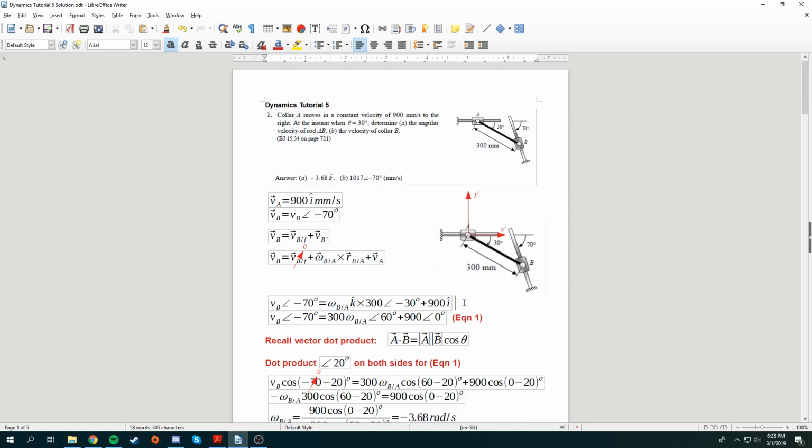So for this dynamic tutorial 5, we're embarking on the kinematics of rigid body. So we'll be talking a lot about body attached frames. Okay, so in this question 1, we have a collar A that moves with a constant velocity of 900 mm per second to the right. At the instant where theta is 30 degrees over here, determine the angular velocity of the rod AB and the velocity of the collar B.